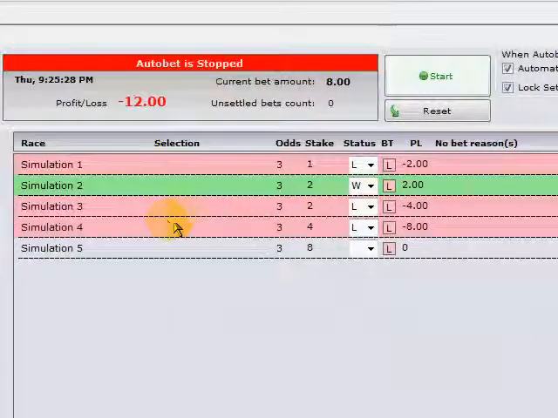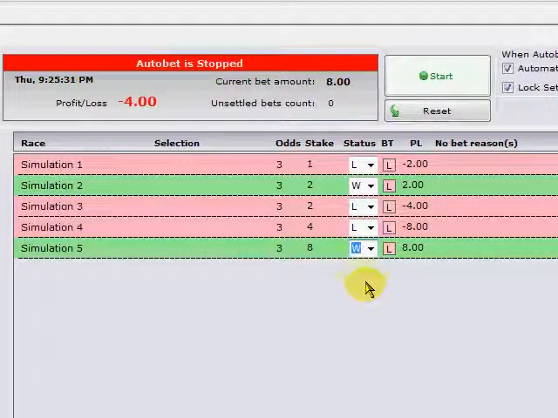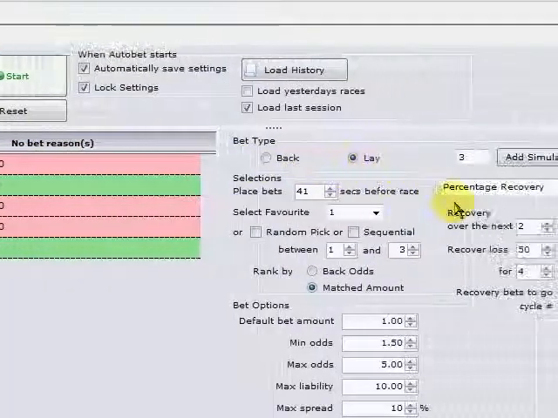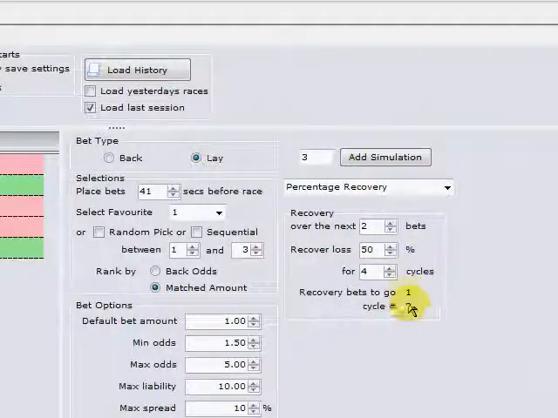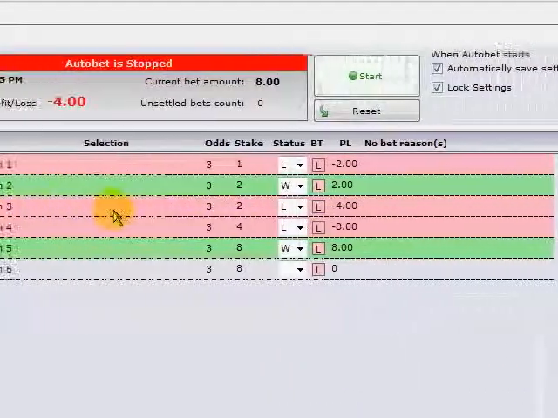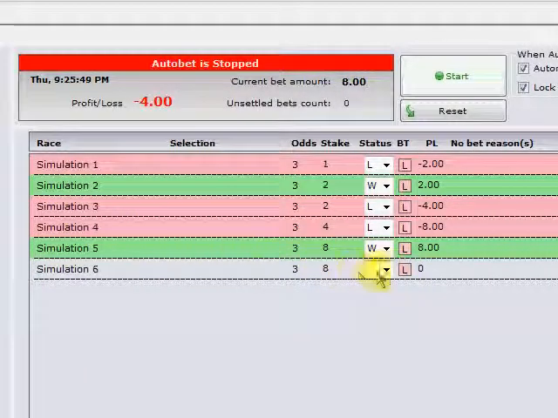So at the moment you'd expect to win quite a few here, so we're going to go ahead and win there, and you can see it's recovering our losses. We've got 1 recovery bet to go. We've got 2 cycles if we need them, so it really goes on the recovery bets. Now let's have a look here. Let's say this one wins as well.